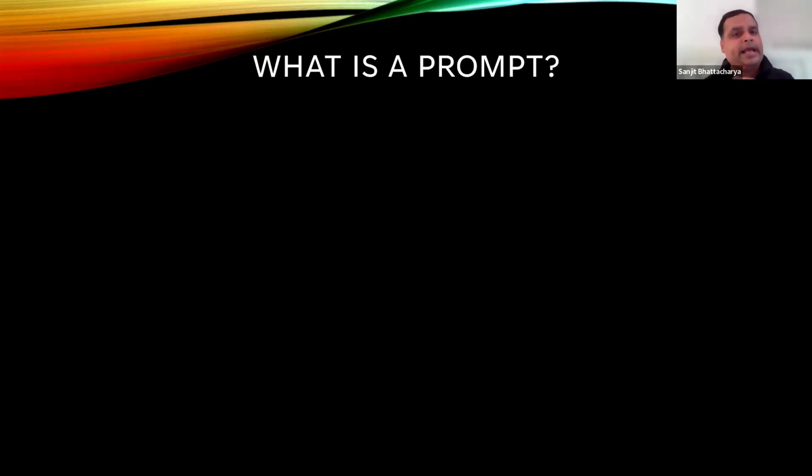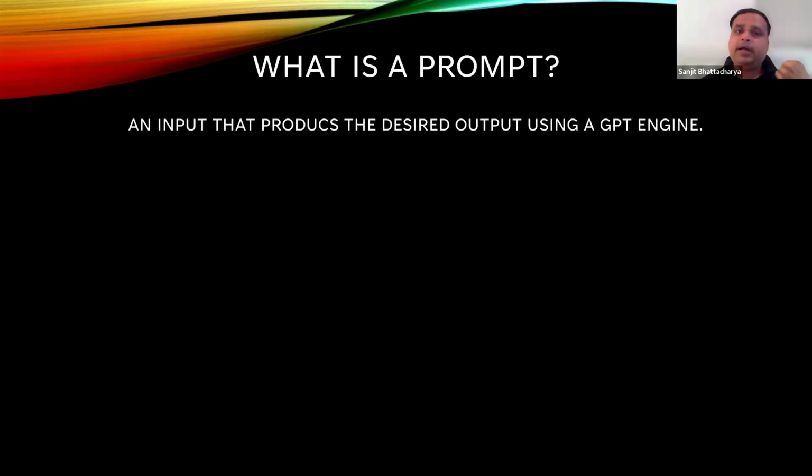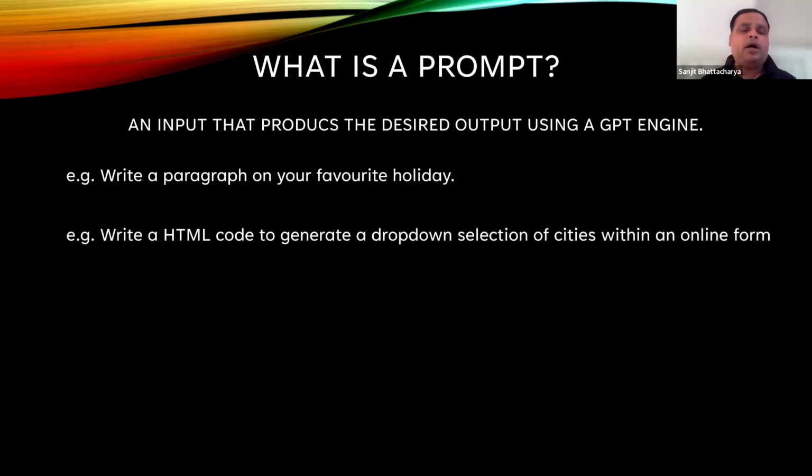So when we talk about any form of generative AI, not only text-based, the thing that initiates any sequence of content generation is called a prompt. So what is a prompt? It is an input that produces the desired output using a pre-trained transformer, generative transformer, or a GPT engine. For example, you want to write a paragraph for your favorite holiday. So let's say you went to Shimla, and you want to publish that as a blog.